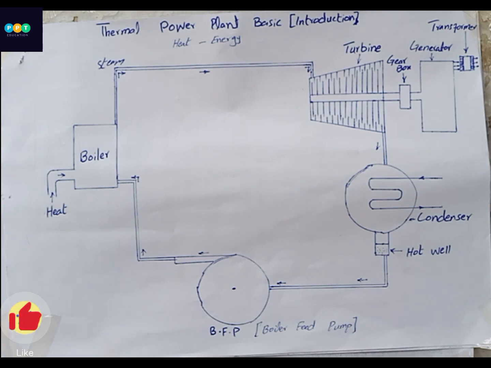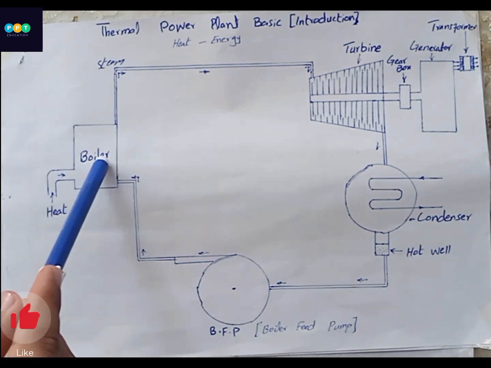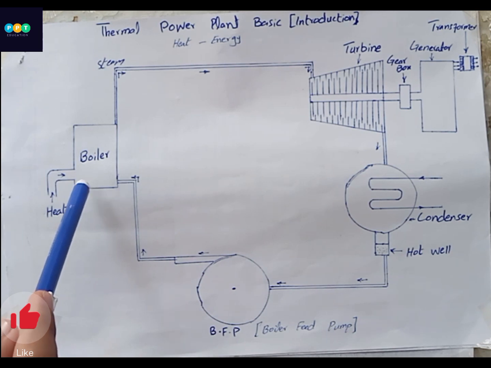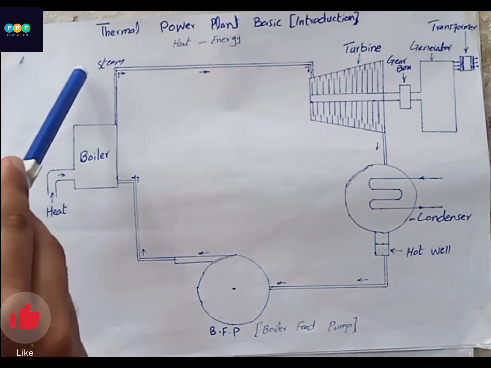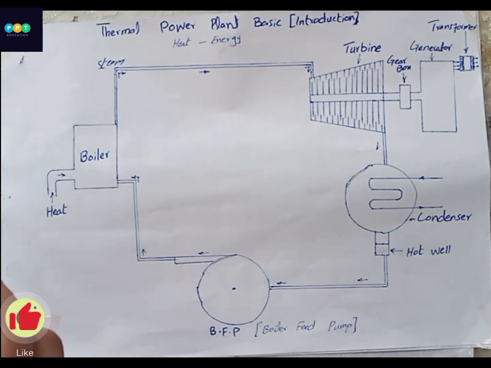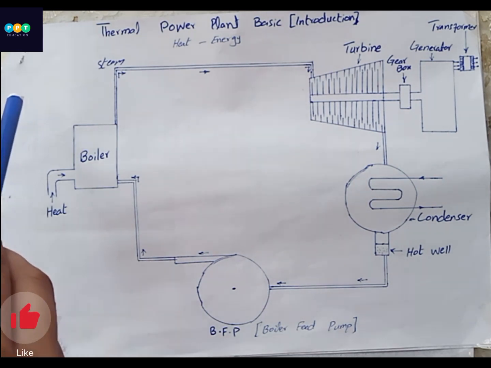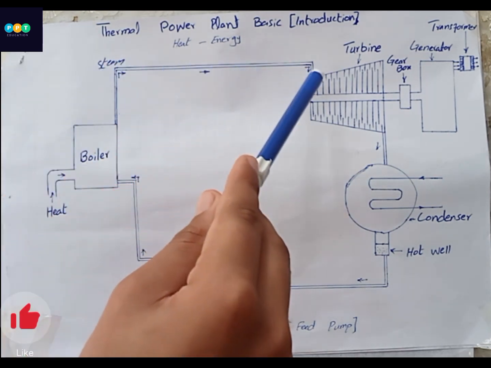So the water is in the boiler tubes. When the heat goes into the boiler, it will contact the tubes. The tubes will absorb the heat, which will convert the water into steam. That means the water will change its phase. High pressure and high temperature steam is extracted from the boiler and fed to the turbine.